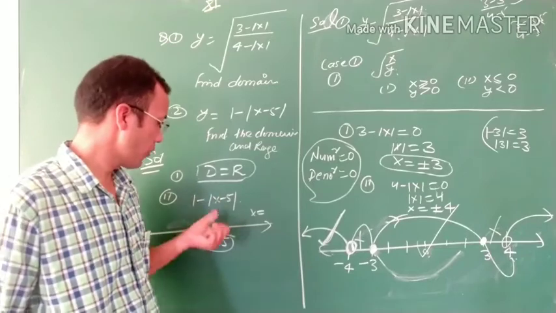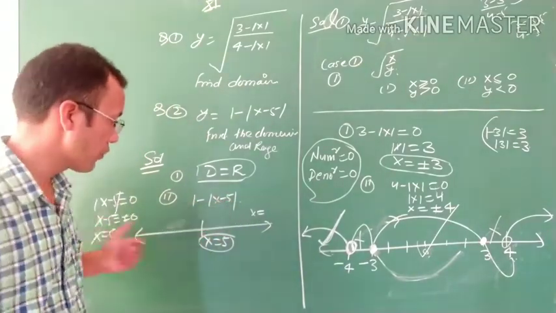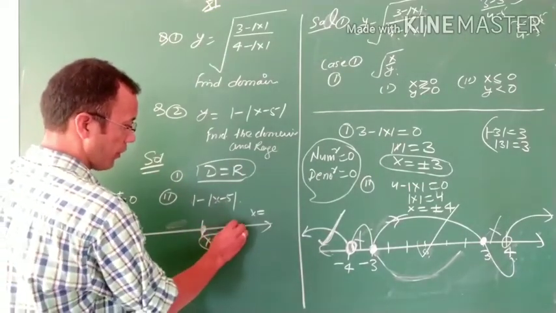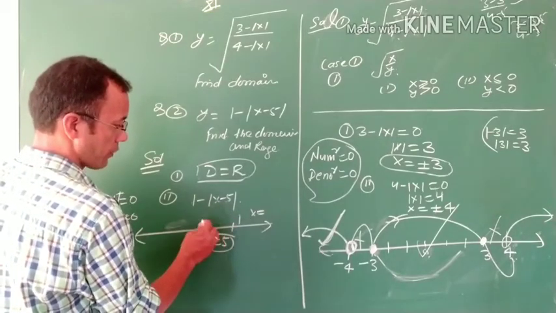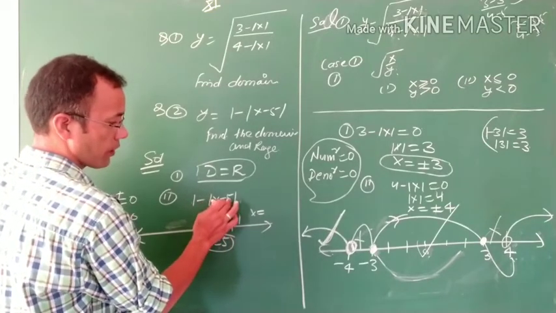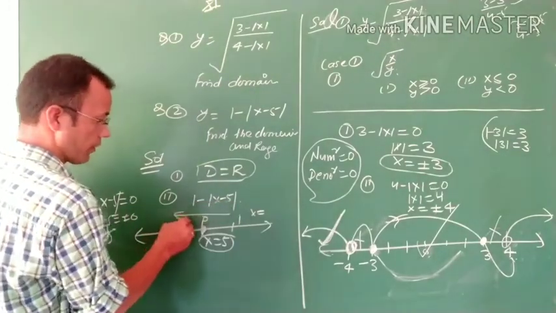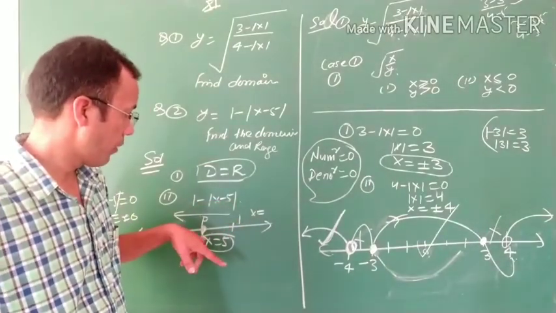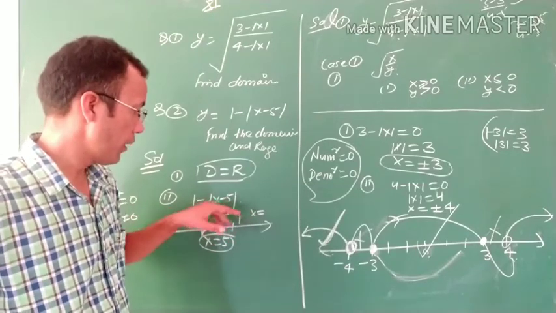If I put x equal to 6, what happens? 6 minus 5 is 1, and 1 minus 1 is 0. So at 5 it is 1, and greater than 5 it is 0. If I put 7, that is 7 minus 5 is 2, and 1 minus 2 is minus 1. So it is moving to the left-hand side. If I put less than 5, like 4, 4 minus 5 gives mod 1, and 1 minus 1 is 0.